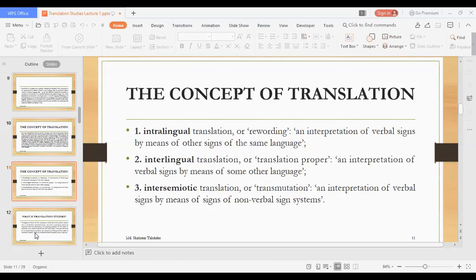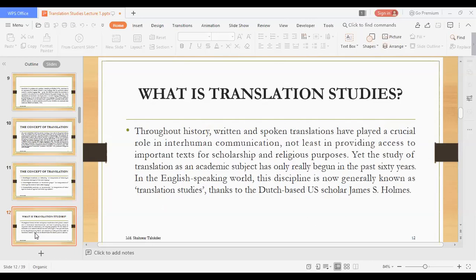In the third category, that is intersemiotic translation or transmutation. Transmute means to change something into a different thing. That is called transmutation, to transmute, to transfigure, to transform, okay? That's the meaning. So intersemiotic translation is an interpretation of verbal signs by means of signs of non-verbal sign systems. So the verbal signs will be translated into completely non-verbal signs, something other. Okay? Now here, we will get more explanation.